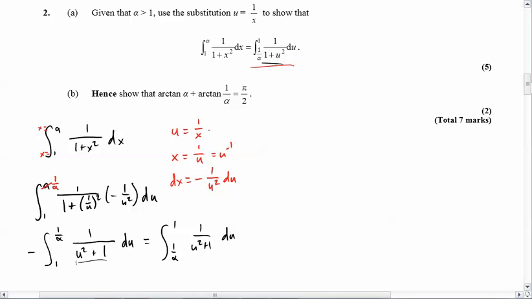The next thing I got to do is part B. Because in part B it says, hence show that arctan of alpha plus arctan of 1 over alpha equals pi over 2. Since it says hence, I'm probably going to use this. So let's start off with that. The integral from 1 to alpha of 1 over 1 plus x squared dx equals the integral from 1 over alpha to 1 of 1 over 1 plus u squared.